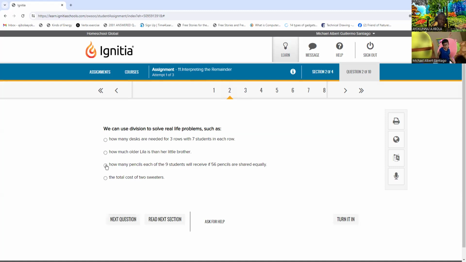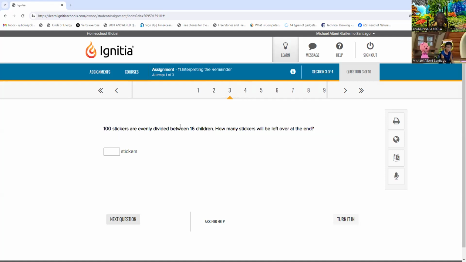Okay, so we can use this, so think about the first one. The total cost of 2 sweaters, no. So this is multiplication. Then the first one is also like multiplication, but because we say sharing equally, we pick the third option. Is that clear? Okay.